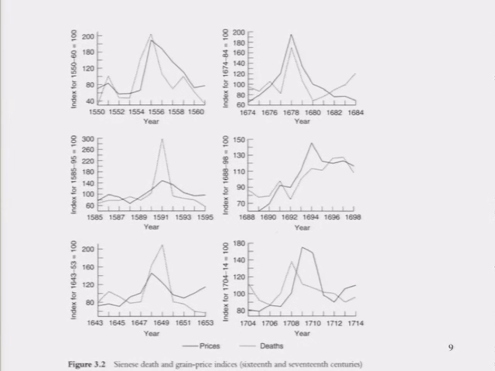And the point he's trying to draw is that, at least for some of these time periods, you can in fact see some kind of relationship in which it appears that prices, the solid line, move in some kind of correlated way with deaths. Sometimes the deaths seem to precede the price increases, as in the upper left in 1553, 54, 55. Other times it seems that the prices precede the deaths. So it's a little hard to say exactly.